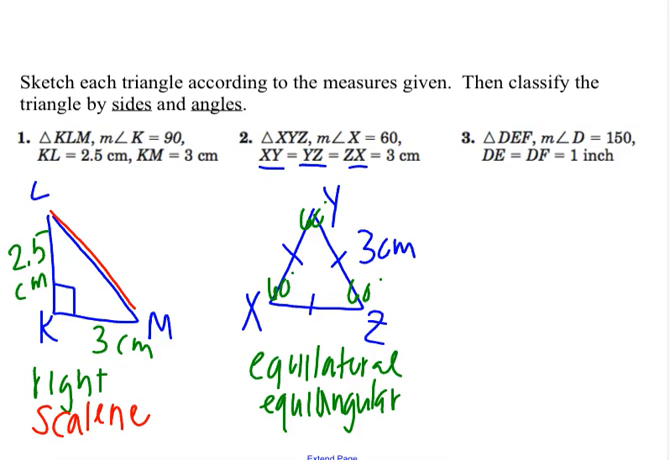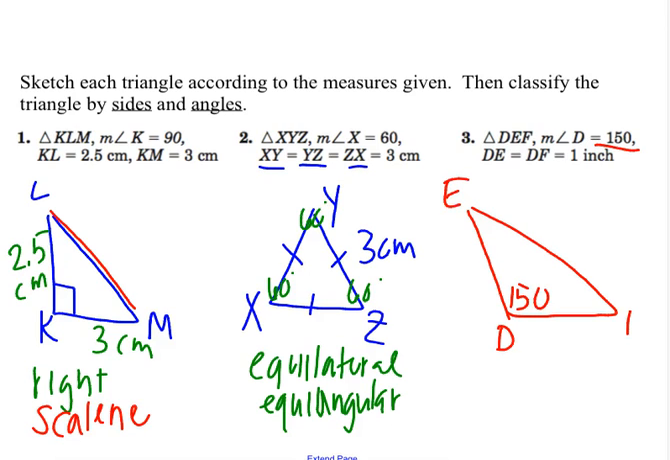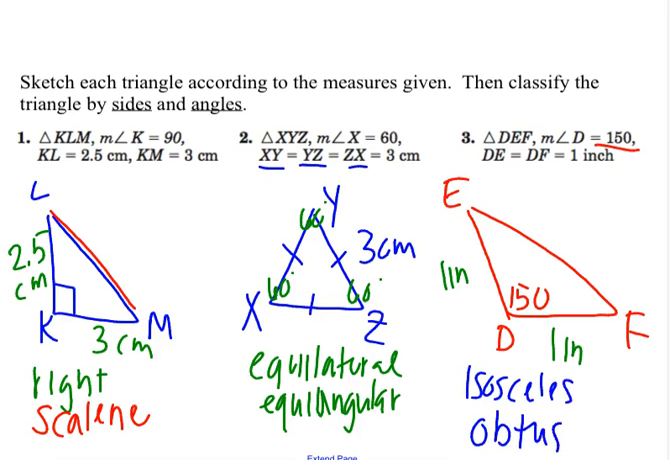Triangle DEF with measured angle D is 150, so it's obtuse. And then my 2 other sides are 1 inch. So here's my obtuse angle, D, 150, DE and DF. They are both 1 inch, 1 inch. So then I have 2 congruent sides, meaning it is isosceles. And then I have an obtuse angle, so it is an obtuse triangle.